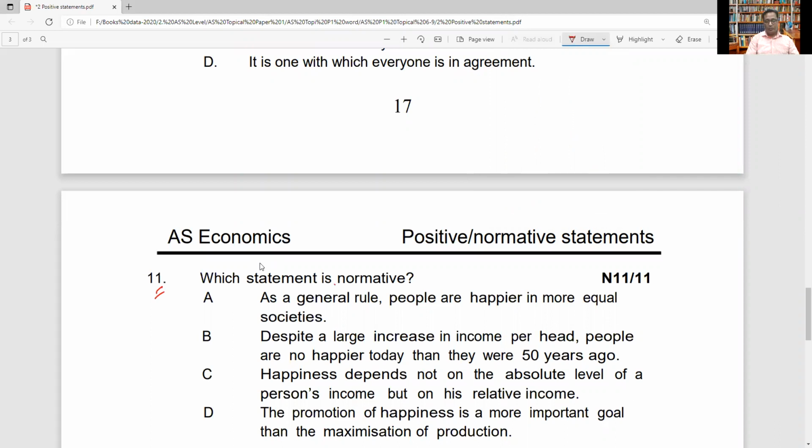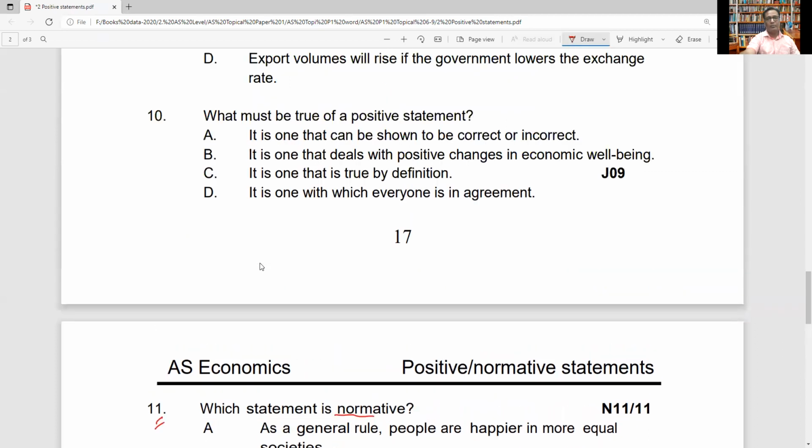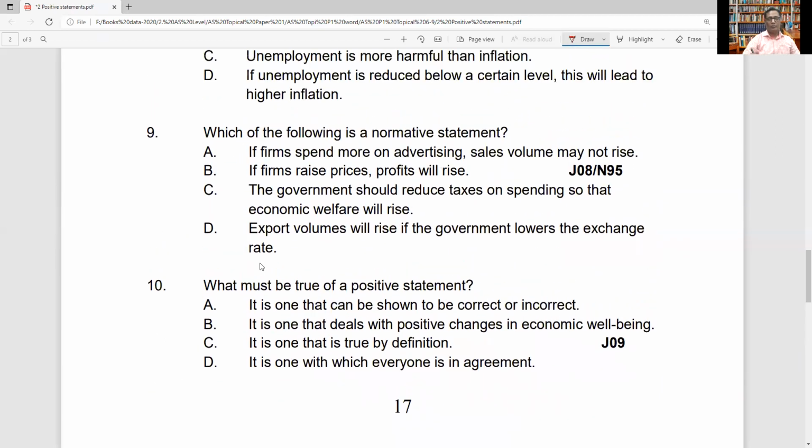Which statement is normative? Normative means which statement shows the opinion of a person. Okay, so D is the correct answer for this question. The promotion of happiness is a more important goal than the maximization of profit. So this is a normative statement because it is showing the opinion of a person that promotion of happiness, meaning being more happy, is better than getting more output. So this is the opinion of someone. The opinion of some other person may be totally different. So this is a normative statement.